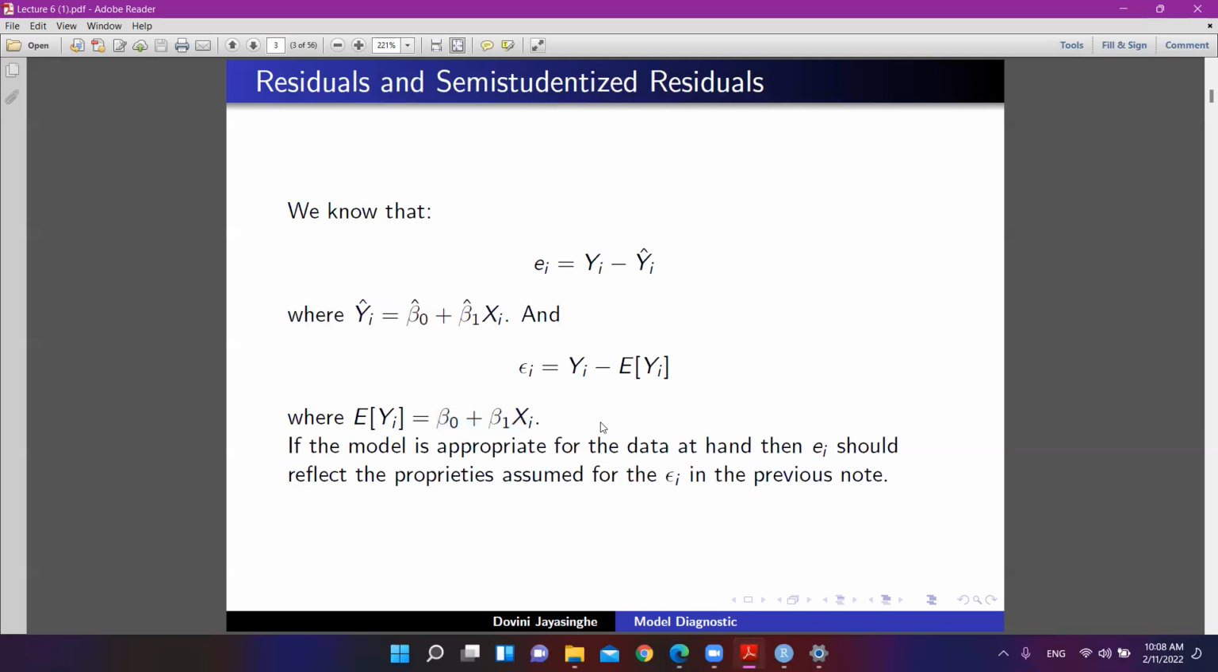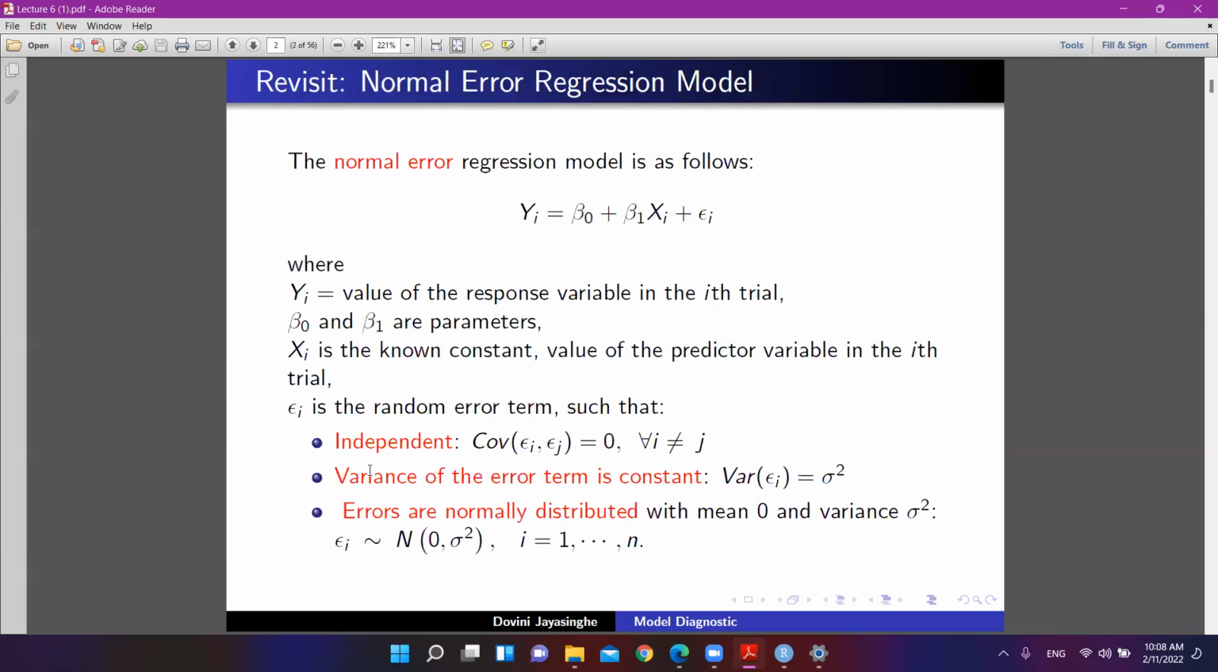If it violates, anyway, if we find the errors are not independent, then we have to go back to the data entry level and see whether they have been recorded in a timely manner. If that is the case, we really cannot go for a regression analysis. We have to think about something else.